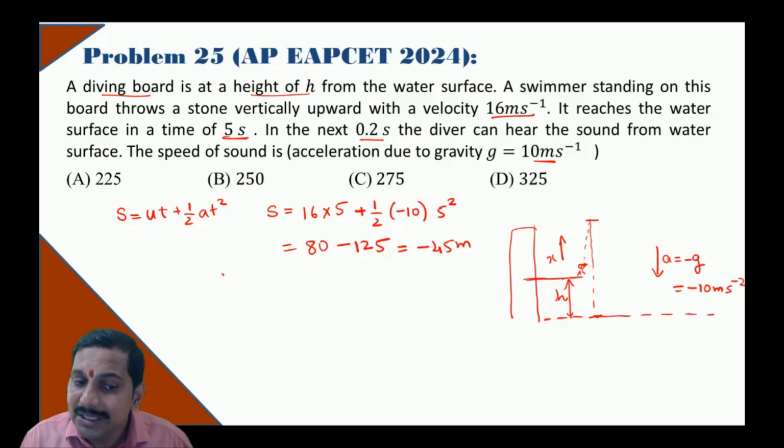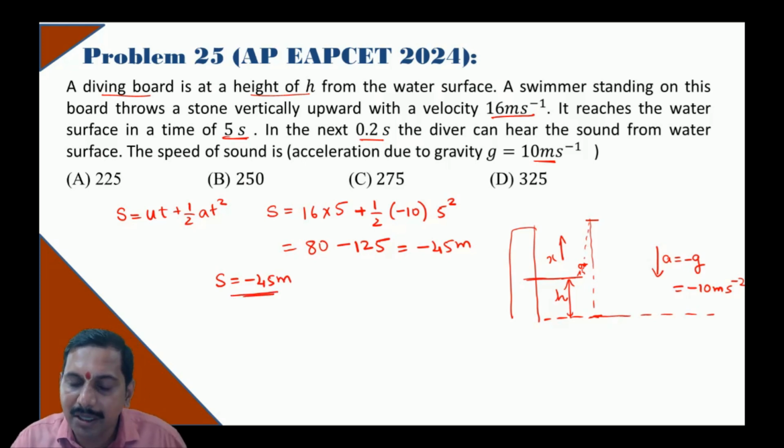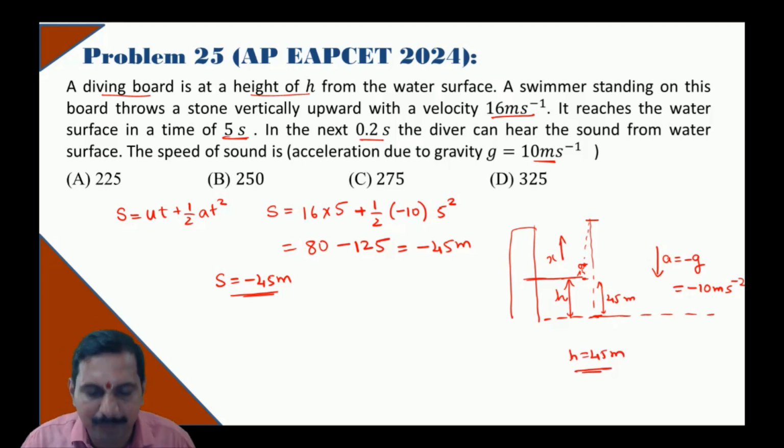You see students, the mathematics has taken care of the physics, right? So what is happening here? The S which is there, the displacement, after it goes up and then comes down, from here it is minus 45. So this is 45 meters. So what is H? H is 45 meters. Very simple and easy problem, right?